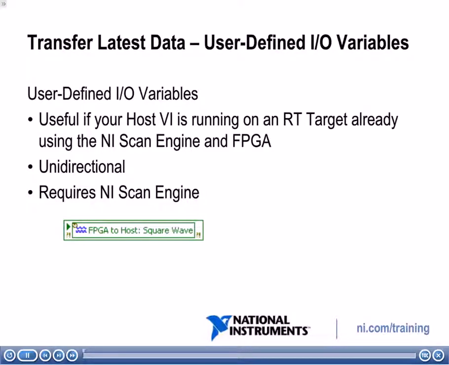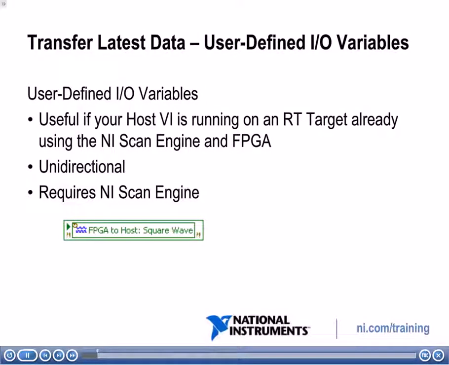In the previous section, we developed a Windows VI on a PC that acts as a user interface and communicates with the host VI on the RT target. By the end of this module, you will be able to transfer latest data between the host and the FPGA using user-defined I/O variables. In this section, we're going to talk about another method of transferring latest data.